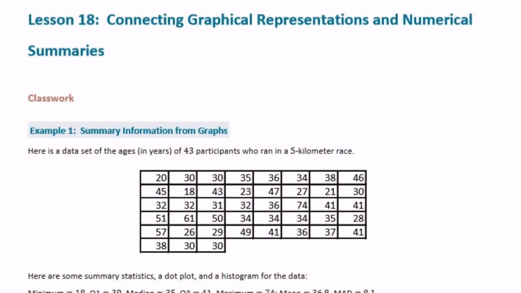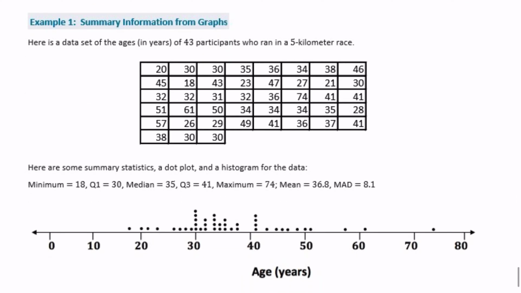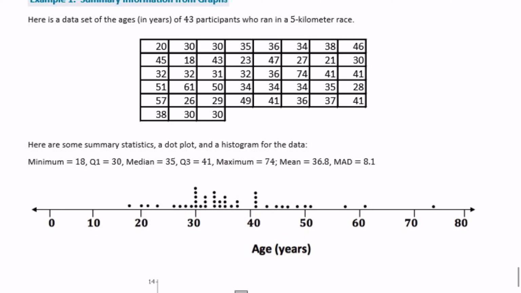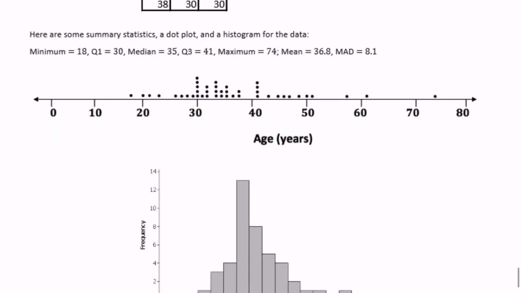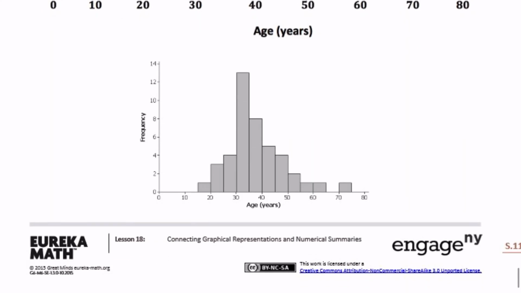6th grade, Module 6, Lesson 18, Classwork, connecting graphical representations and numerical summaries. Example 1, summary information from graphs. Here is a data set of the ages in years of 43 participants who ran in a 5K race. So here are all the ages, and it already gives us the minimum, median, maximum, mean, and MAD, and it's plotted it for us in a dot plot and in a histogram.